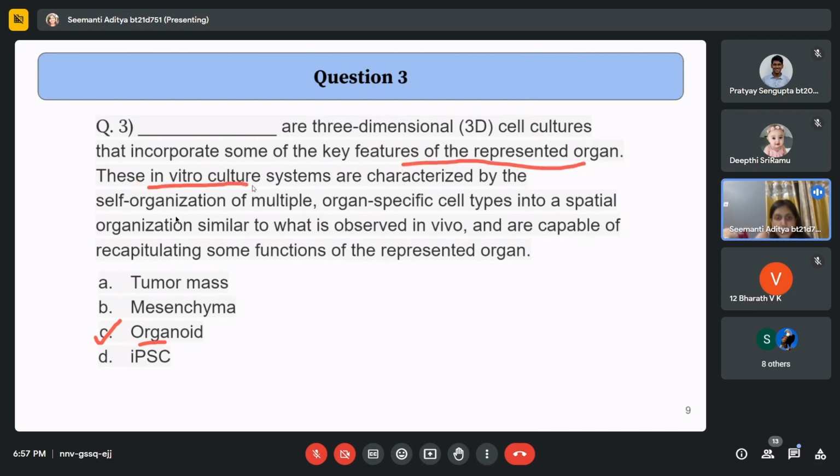So these in vitro culture systems are characterized by the self-organization of multiple organ-specific cell types into a spatial organization which is similar to what is observed in vivo. In vivo, we have different cell types making the particular organ. So different tissues are making the organ, and the cells are also grown in such a way that all these cell types are arranged in an organization that can show similar key features of that representative organ, and that is why the name organoid. And it is also capable of recapitulating some of the functions of the organ.